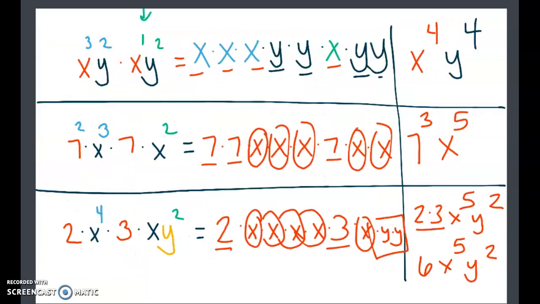Well, what about with more complex problems? Well, notice as long as the base is the same, we have this 3 and this 1, you can see that that's what we drew, 3 x's and 1 extra. And if we add those, we get our exponent of 4. And then the same is true with the y's. Here we have 2 y's and 2 more y's to give us y to the 4th.